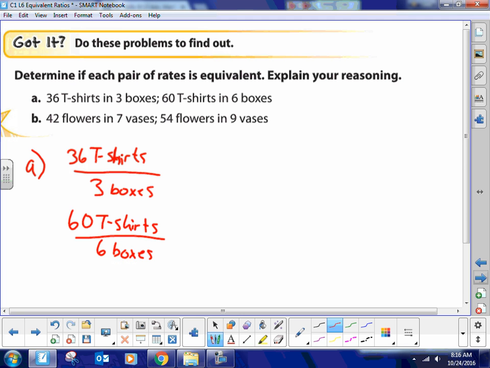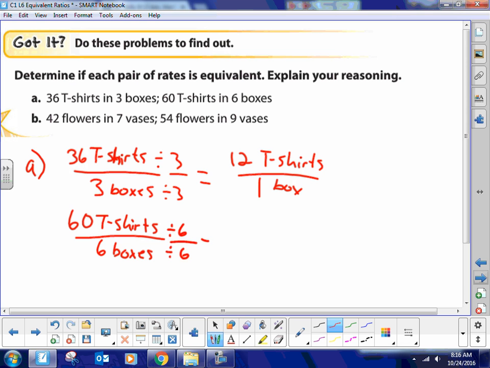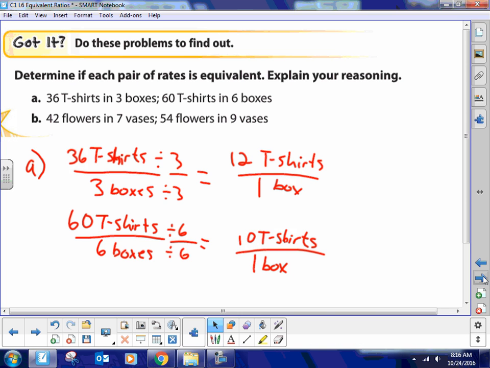All right, we're going to divide each of these by 3, which is going to be equivalent to 12 t-shirts in 1 box. For this one down here, we're going to divide by 6. We're going to come up with 10 t-shirts in 1 box. That is obviously not equivalent, because they do not have the same unit rate.